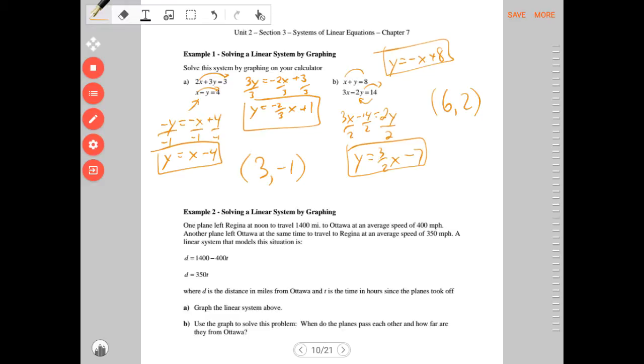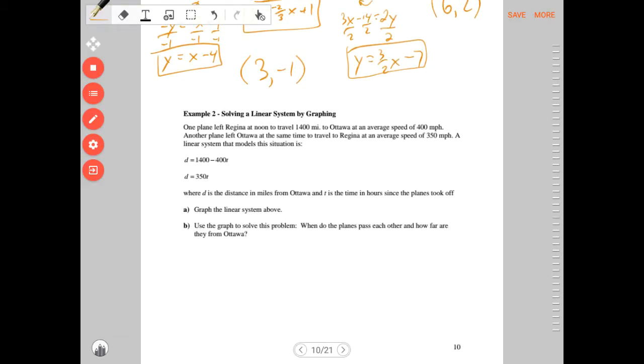Example 2. One plane left Regina at noon to travel 1400 miles to Ottawa at an average speed of 400 miles per hour. Another plane left Ottawa at the same time to travel to Regina at an average speed of 350 miles per hour. A linear system that models this situation is d equals 1400 minus 400t, and d equals 350t, where d is the distance in miles from Ottawa, and t is the time in hours since the planes took off.